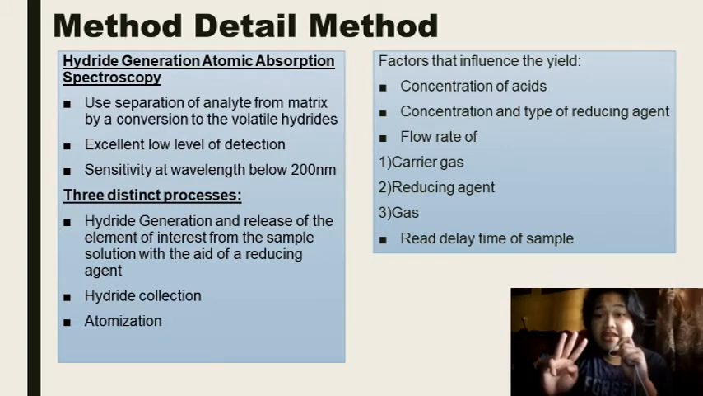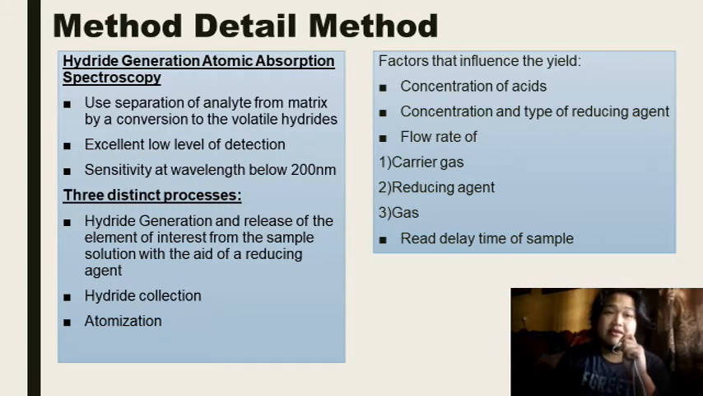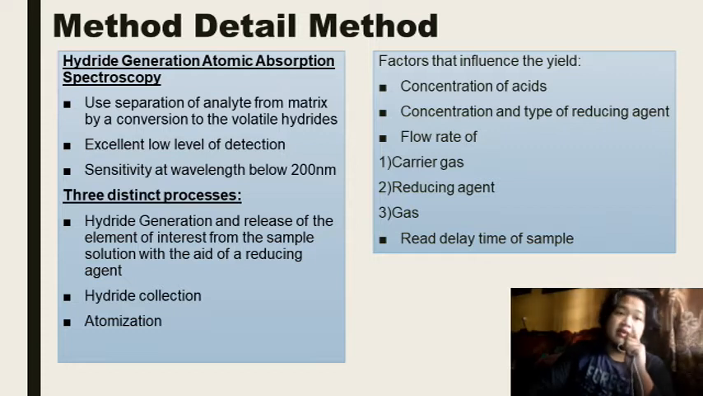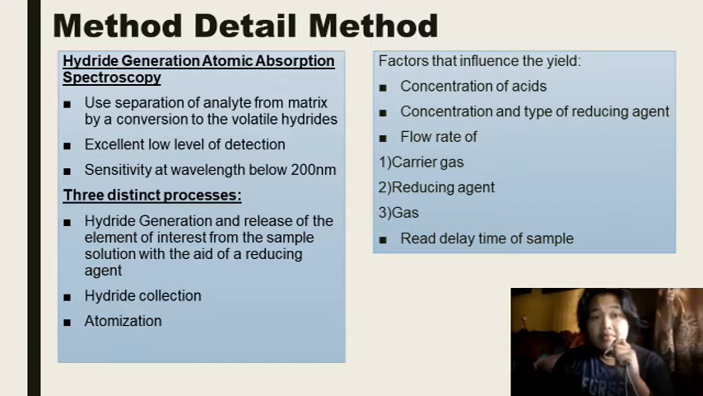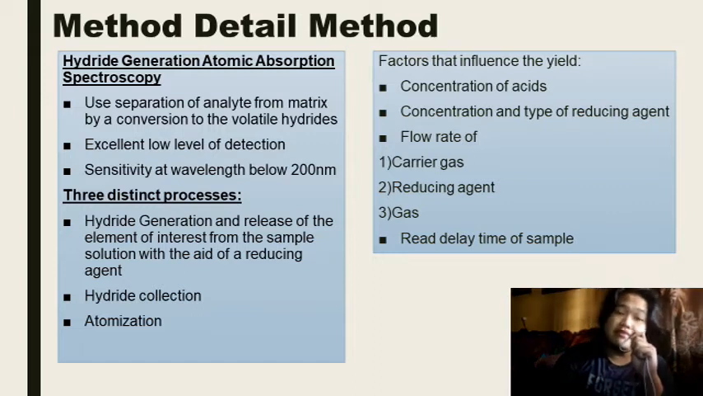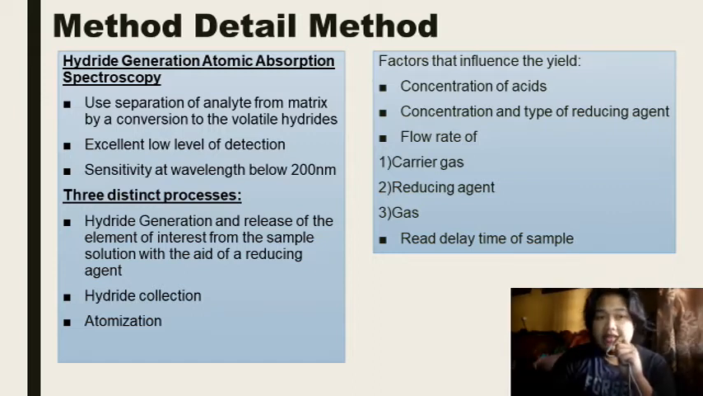There are three distinct processes for HGAAS, or hydride generation atomic absorption spectroscopy. First, hydride generation and release of the element of interest from the sample solution with the aid of a reducing agent. Second, hydride collection, and third, the atomization.